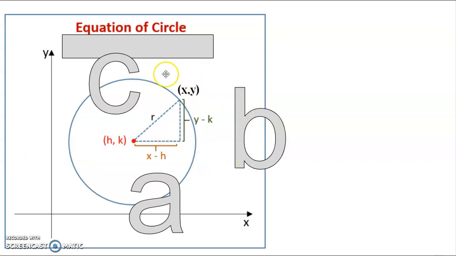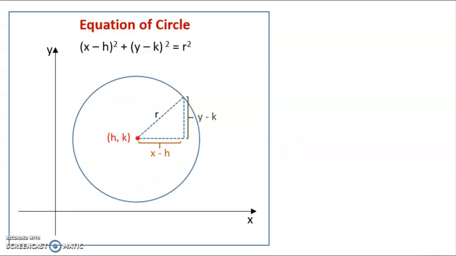So if we were to put that all together into our equation a squared plus b squared equals c squared, we would have (x minus h) squared plus (y minus k) squared equals r squared. And that is our equation of a circle.